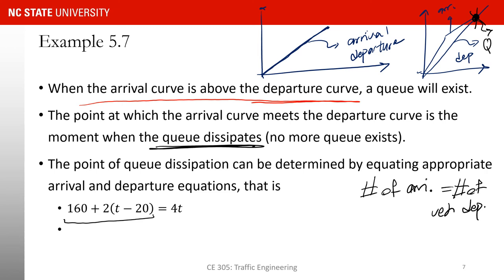We said that equal to the number of vehicles that have departed. So if these two values are the same, it means that the q is 0, because the q is the difference of the two. So if you do that and you solve it for t, you will find out that at t equal to 60, the q is going to be gone. So always, to find out at which time the q is gone, you need to set the number of vehicles that have arrived equal to the number of vehicles that have departed, both as functions of t. And when you solve that equation, you will find out at which time the q is going to be gone. That's what we did here.